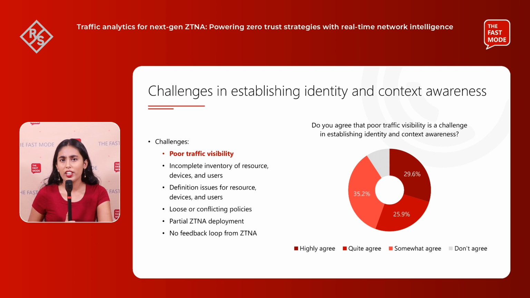Okay, so establishing identity and context awareness comes with many challenges, such as an incomplete inventory of resources, devices, and users, definition issues, loose or conflicting policies, and a partial ZTNA deployment. One of the largest issues, however, is poor traffic visibility. According to the report by IPOC, 90.7% of vendors feel that poor traffic visibility is a challenge in establishing identity and context awareness, with 29.6% highly agreeing that it is a challenge.